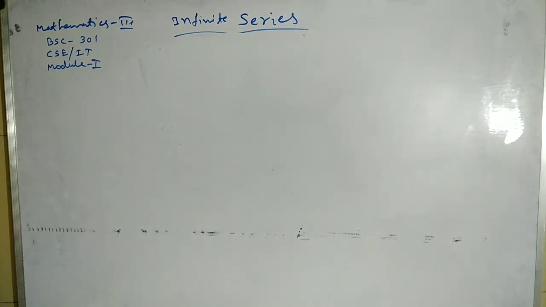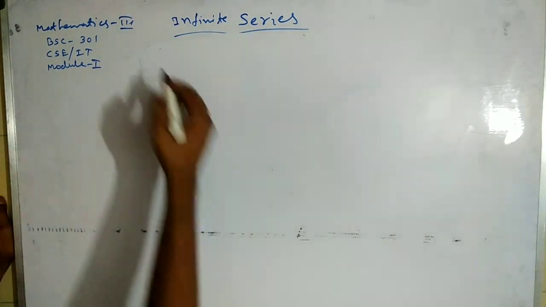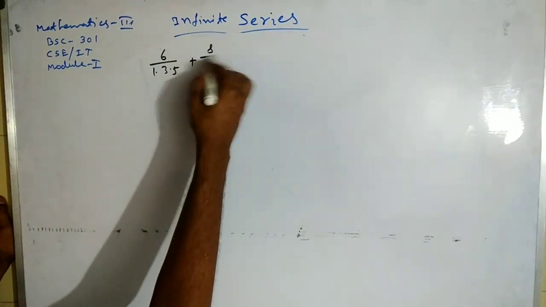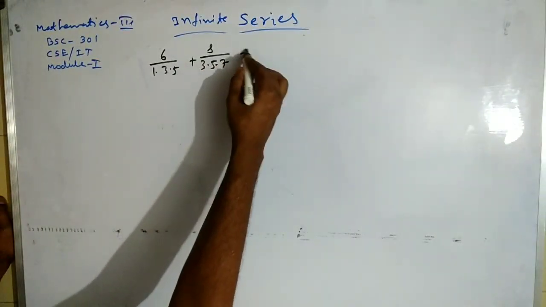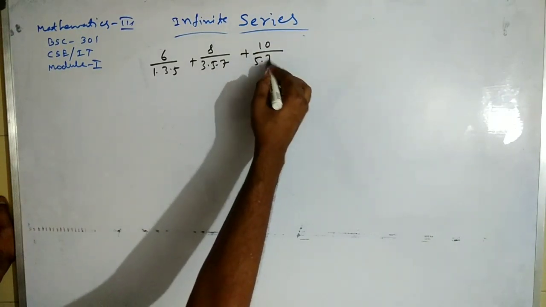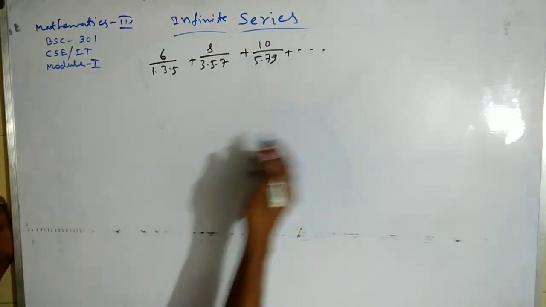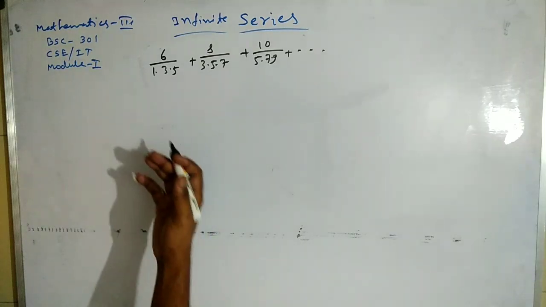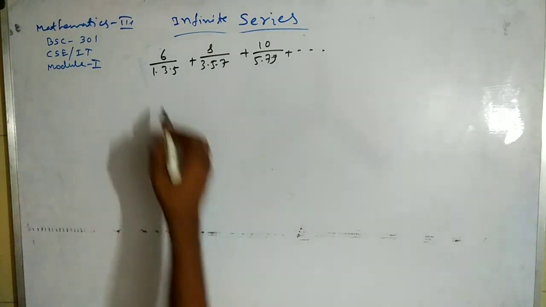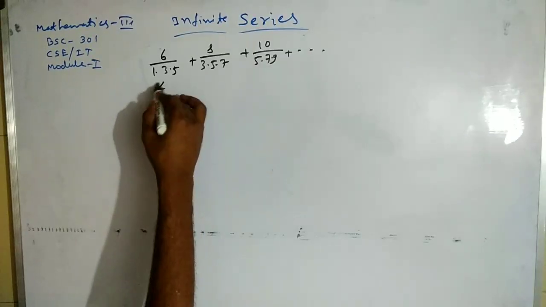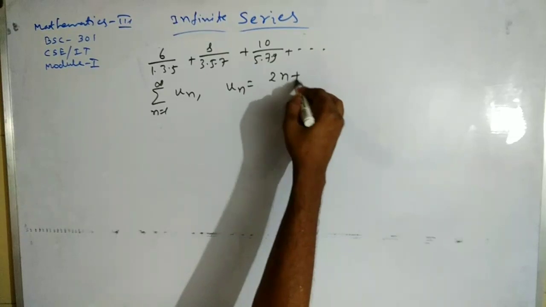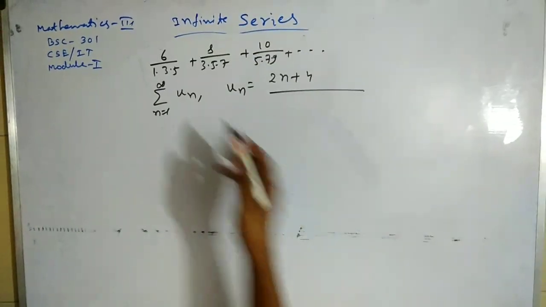So the first problem is 6 by 1 into 3 into 5 plus 8 by 3 into 5 into 7 plus 10 by 5 into 7 into 9 plus dot dot dot. So you have to check the convergence of this infinite series. This given infinite series can be written in the form summation n equal to 1 to infinity un, where un is equal to 2n plus 4, that is 6, 8, 10.